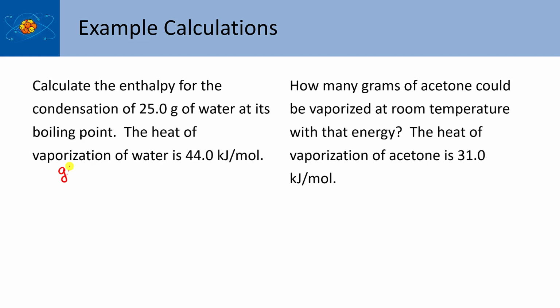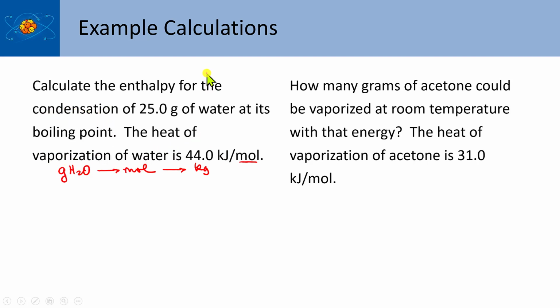And what our plan is to do this: we have grams of water. We're going to have to convert that into moles because the units for this are per mole. And then once we have the moles, we can convert that into kilojoules using the heat of vaporization of water. But you've got to keep in mind that this is a condensation and this is a vaporization.